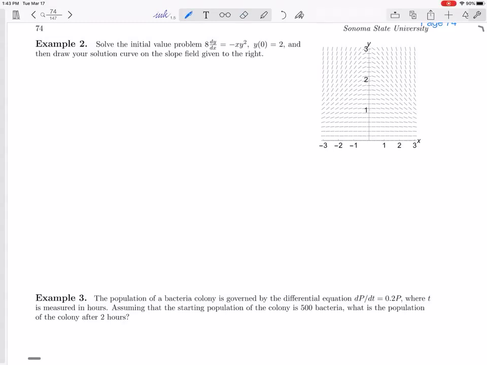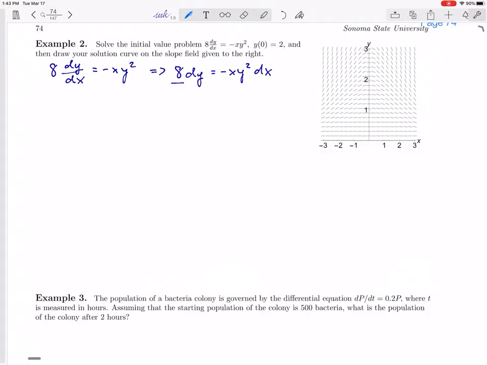We're going to use separation of variables to solve the differential equation 8 dy/dx is equal to minus xy squared. And again, the first step is to multiply both sides by dx. So that gives us 8 dy is equal to minus xy squared dx.